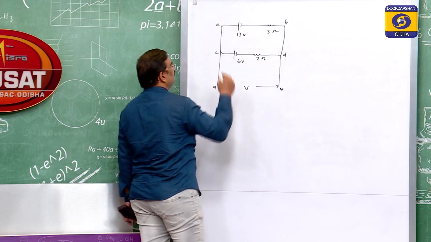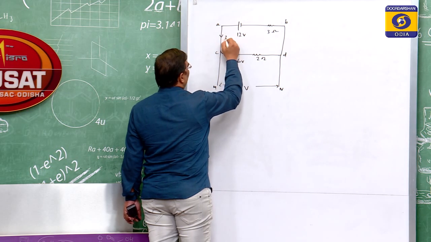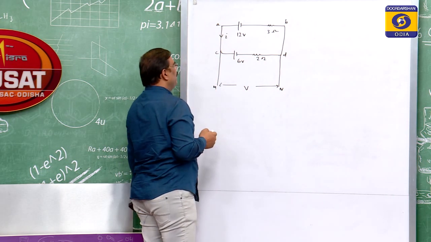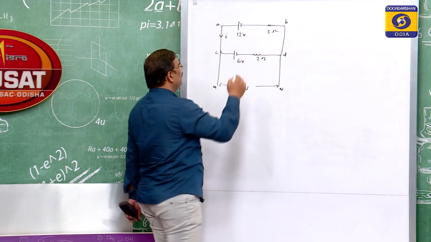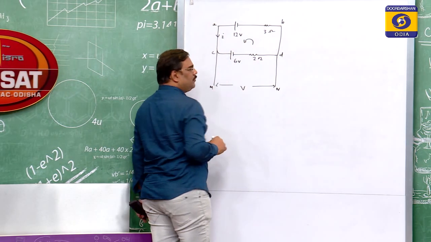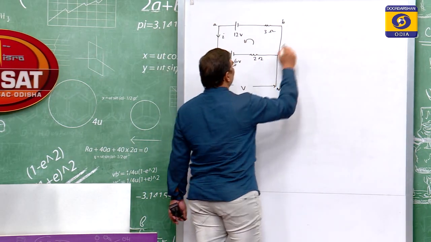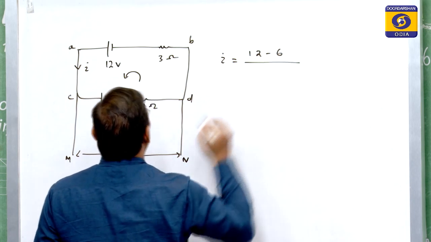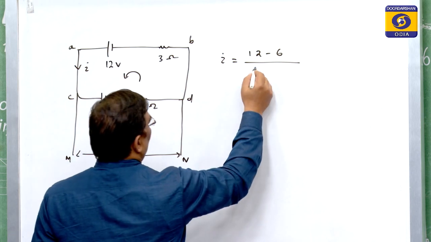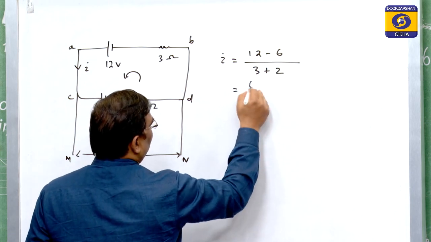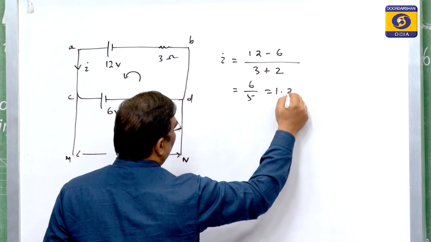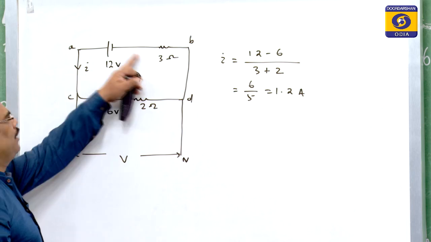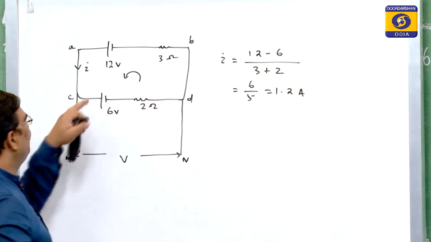To calculate this, suppose my current is I here. This is disconnected, so therefore, the current will flow in this circuit. So, my current is I here. Now, let us apply Kirchhoff's law here. Applying Kirchhoff's law, what we get? My I is equal to 12 minus 6 divided by 3 plus 2. So, it is 6 divided by 5, it is 1.2 ampere. So, current in this part of the network is 1.2 ampere.